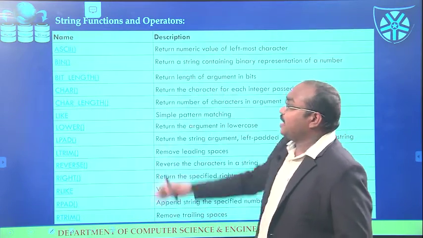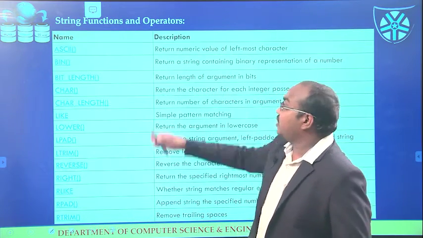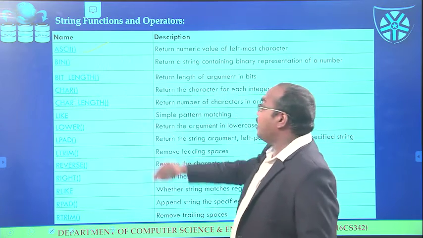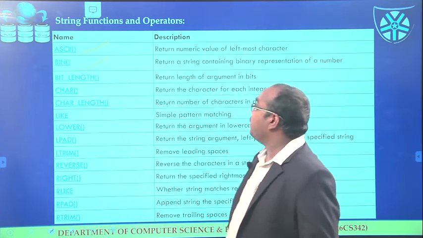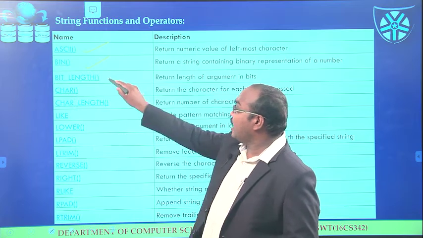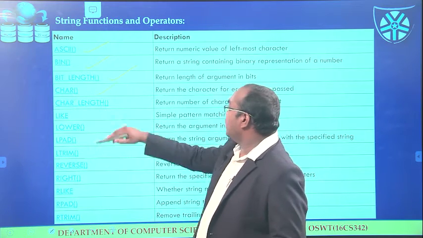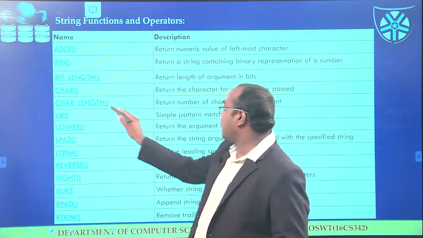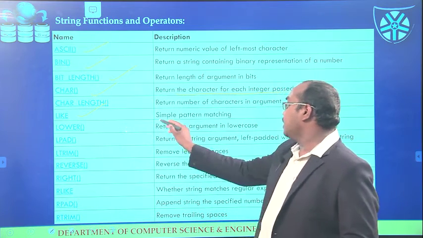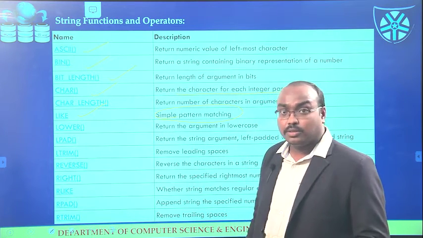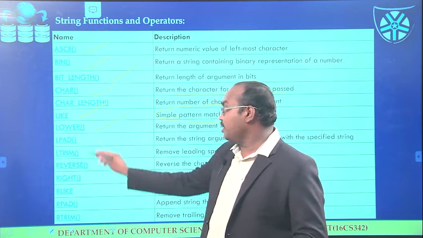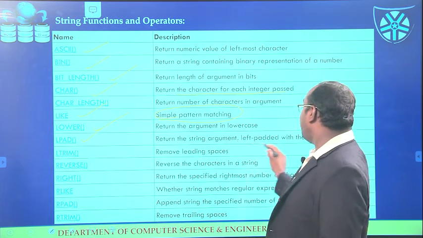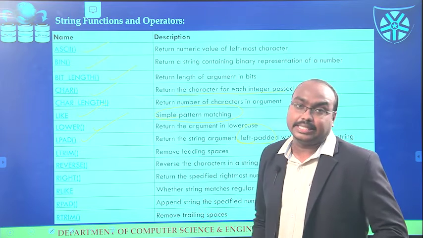Here, these are the different types of string functions. The first one, ASCII function. It will return the ASCII values. And the next one, binary function. It will return the binary values and bit length, character. It returns the character of each integer. And the next one, like. The like function will return the pattern matchings. And the next one, lowercase function and LPAD. The LPAD function will return left padding of specific characters.